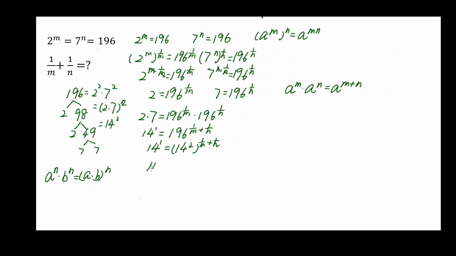That is 14 to the power 1 equals 14 to the power 2 times 1 over m plus 1 over n. That is 1 equals 2 times 1 over m plus 1 over n, both divided by 2. So that is 1 over m plus 1 over n equals 1 over 2. And so the answer is 1 over 2.